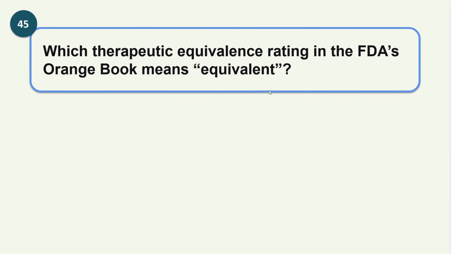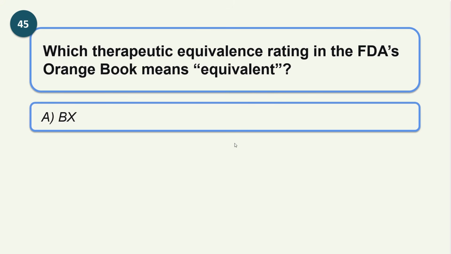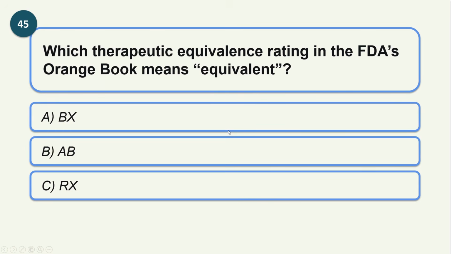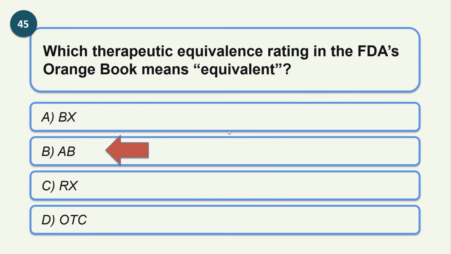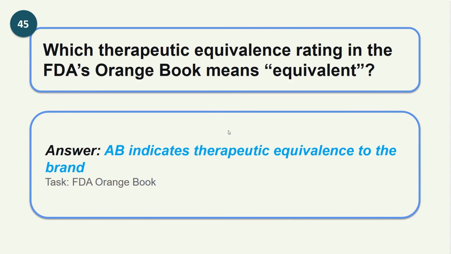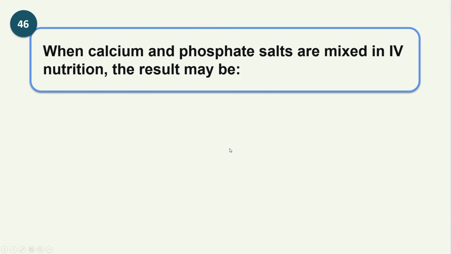Next, which therapeutic equivalence rating in the FDA's Orange Book means equivalent? A. BX, B. AB, C. RX, D. OTC. The correct answer is AB. AB indicates therapeutic equivalence to the brand, which is listed in the reference called the FDA's Orange Book.